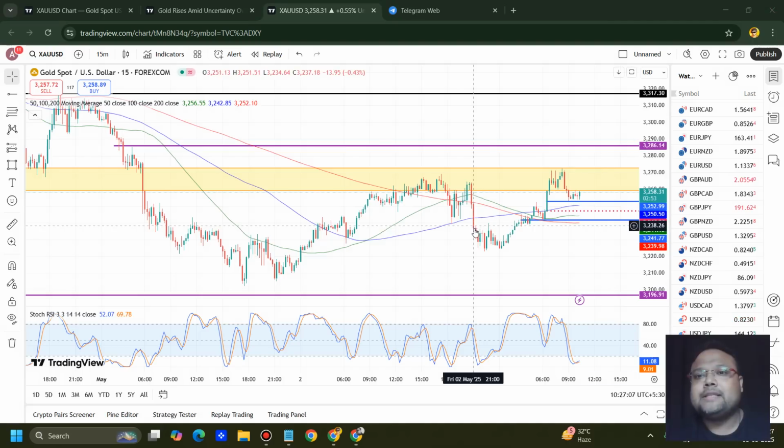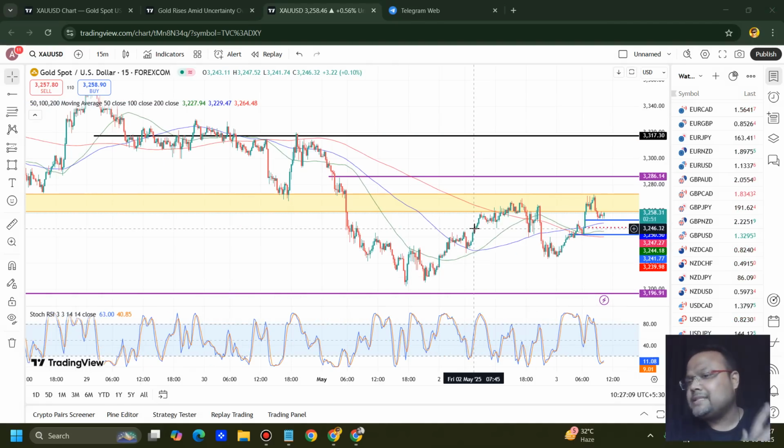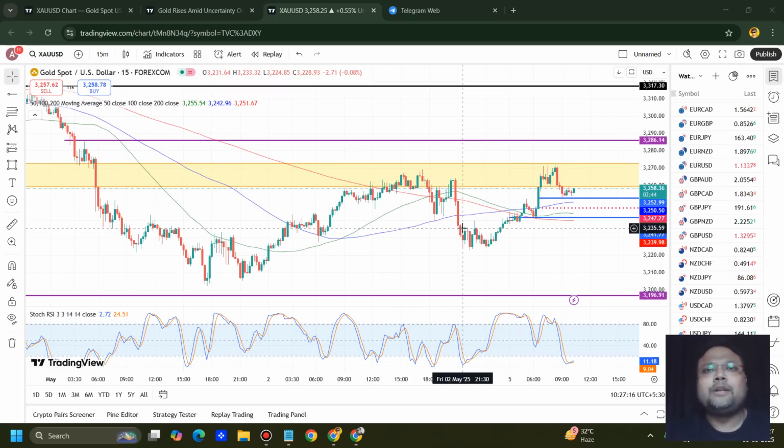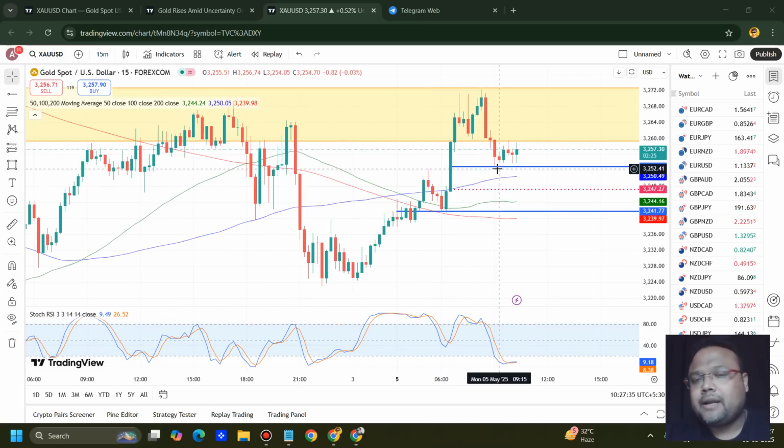Okay, now you can see that the overall levels that we discussed on Saturday are still very much valid. But my dear friends, you can also see some new lines on the chart. Okay, so let me explain one by one. So in the morning, we saw that after taking support around the 3253 area, the market has bounced.